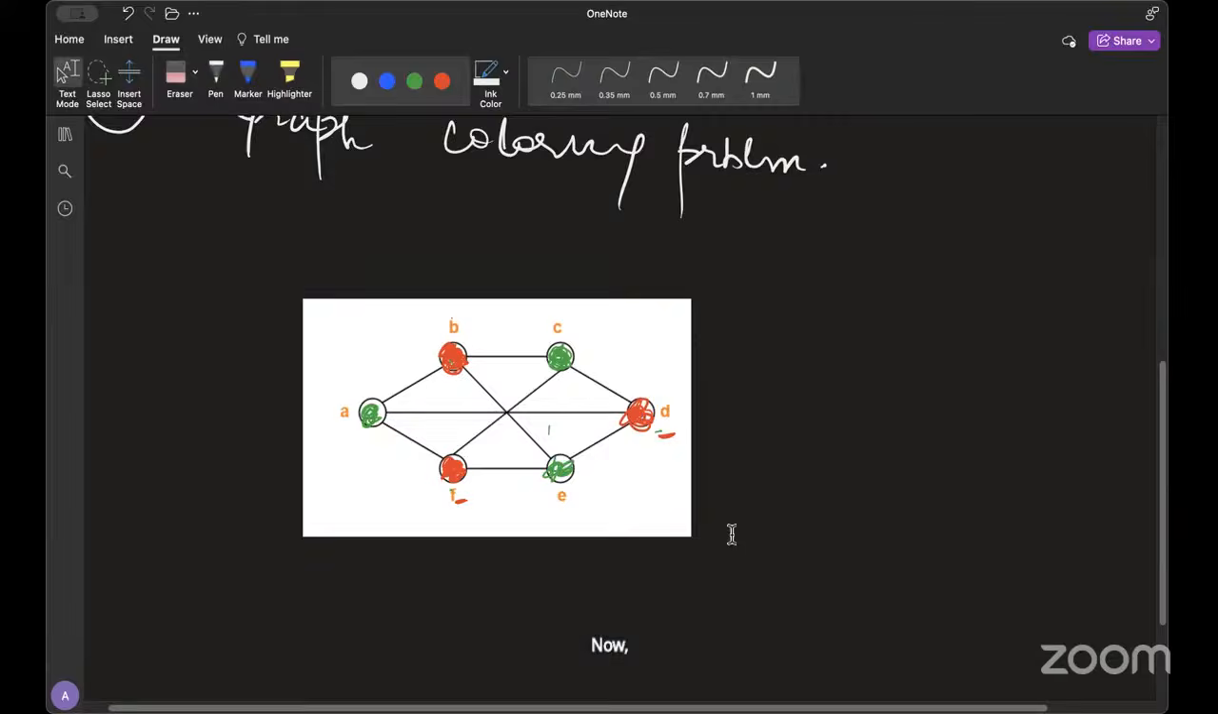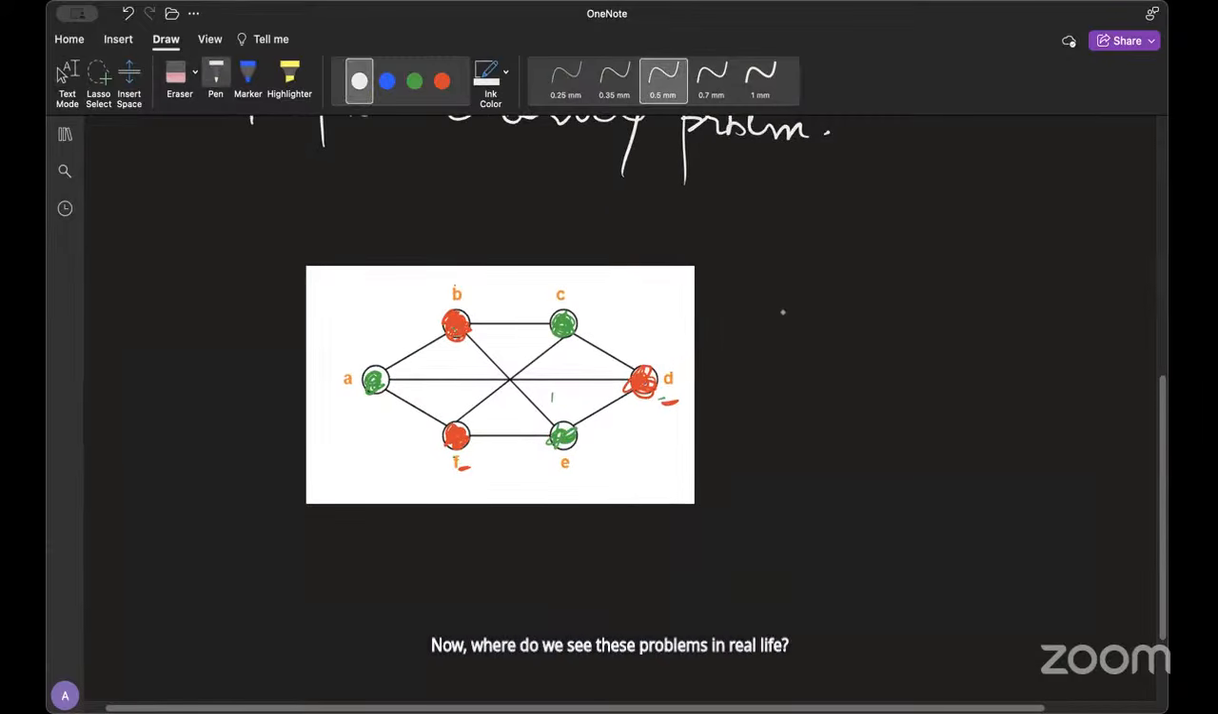Now, where do we see these problems in real life? First would be, we could take one example of, let's say you have subjects here. Let's say this was a math subject, then this is Hindi, then this is English, this is science, this is history, and let's say this is geography. So the vertices represent your subjects.